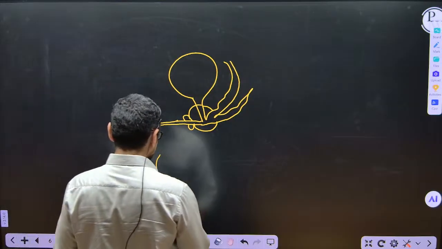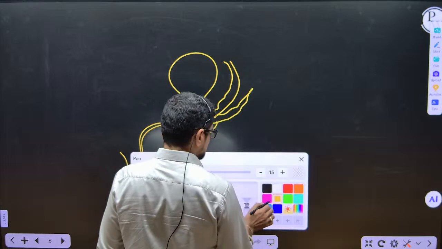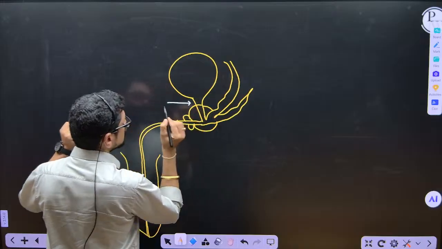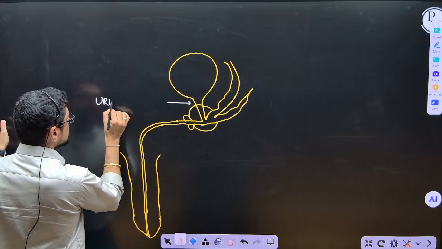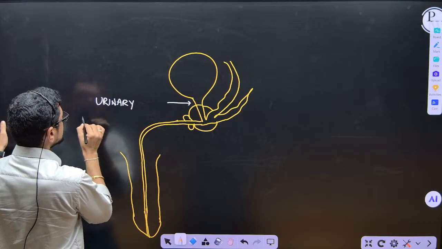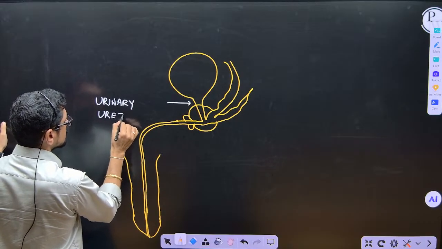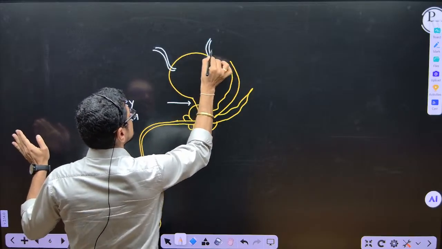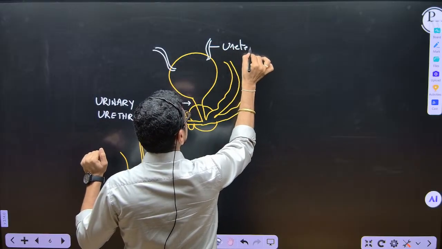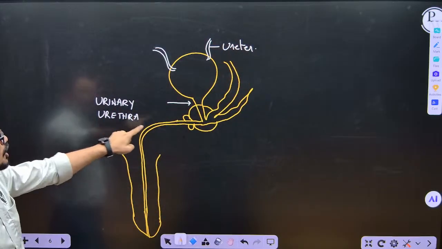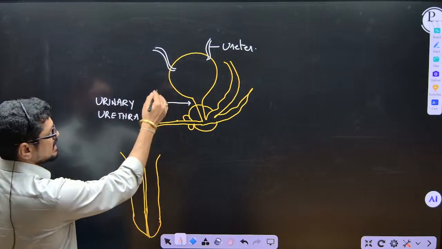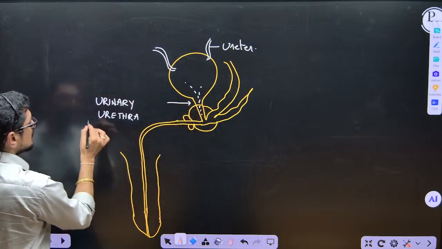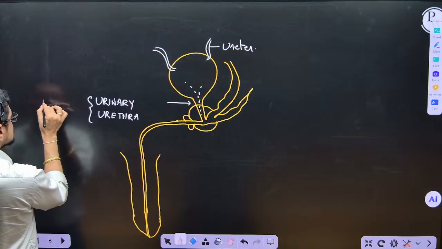Now the urethra which is present just beneath the urinary bladder is called the urinary urethra. Actually, these are ureters. Ureters carry urine. This one is the ureter, it carries the urine. Urethra carries urine as well as sperm cells. But here the urinary urethra is coming from the urinary bladder, so this is a urethra which is the passage where only urine is present.